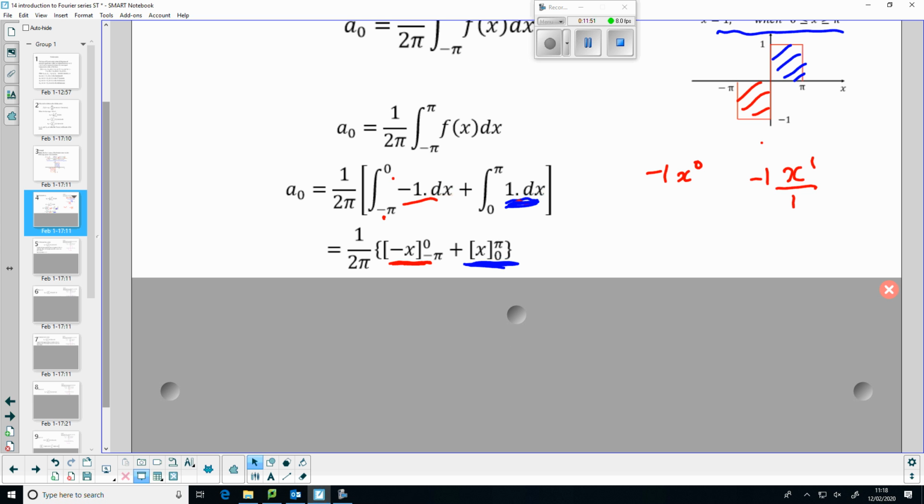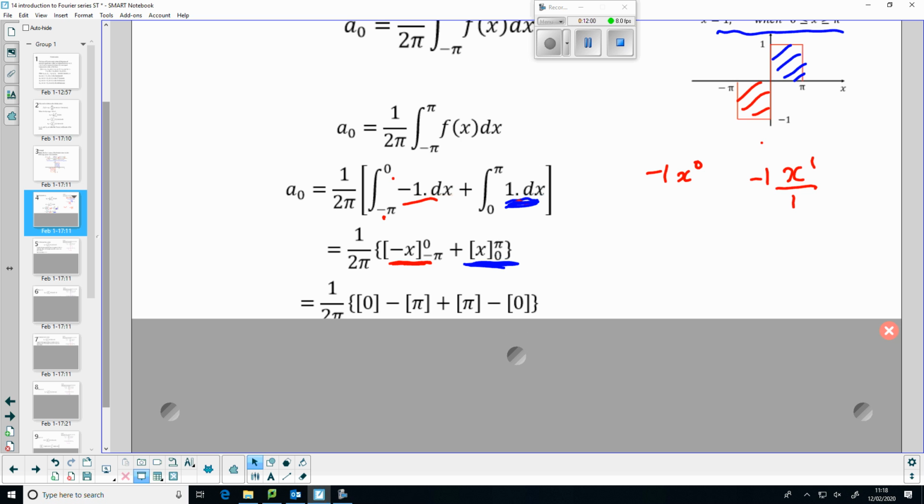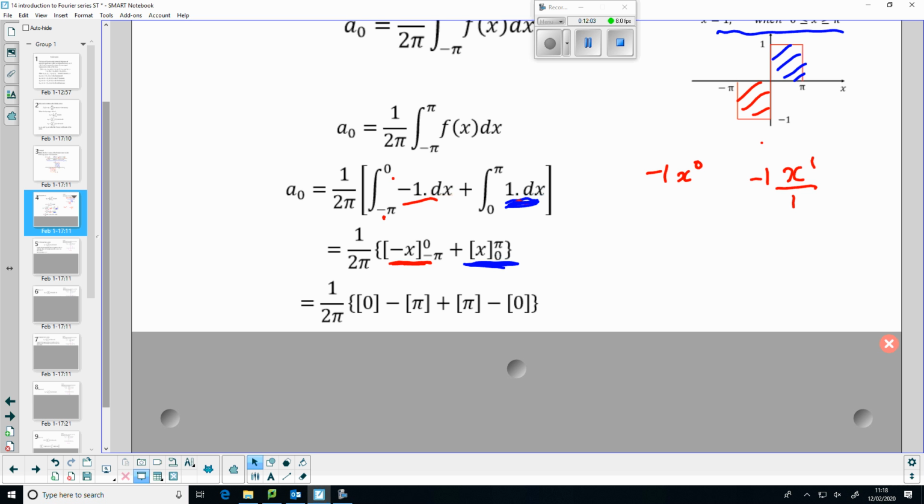And then we have to expand these two definite integrals, don't we? We have to put the limits in. So we put 0 as the upper bound, minus pi as the lower bound. So this is minus 0, which is 0, and minus pi times minus 1 is plus pi. See that? So those two bits are the red definite integral.